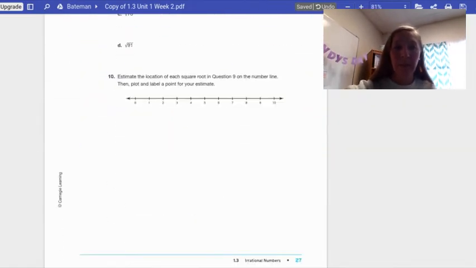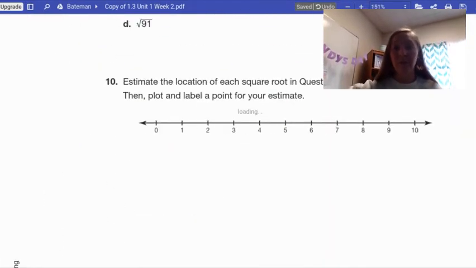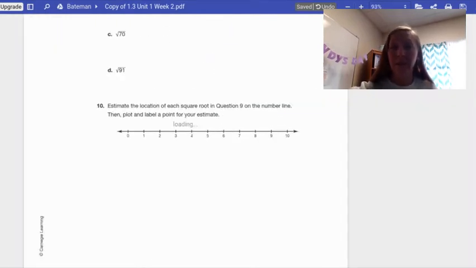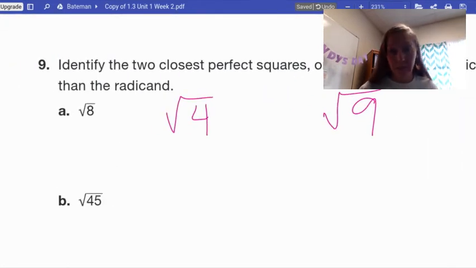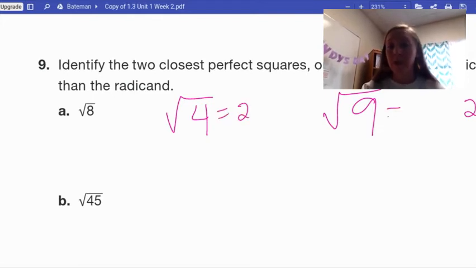Okay, and then here it wants you to place their answers on the number line for your estimates. Well, I can give you a trick. Whenever we're doing our estimations, the number that is closest is going to help for your estimation. So for example, we know that our answer for letter A is going to have to be between 2 and 3 because the square root of 4 is 2 and the square root of 9 is 3.